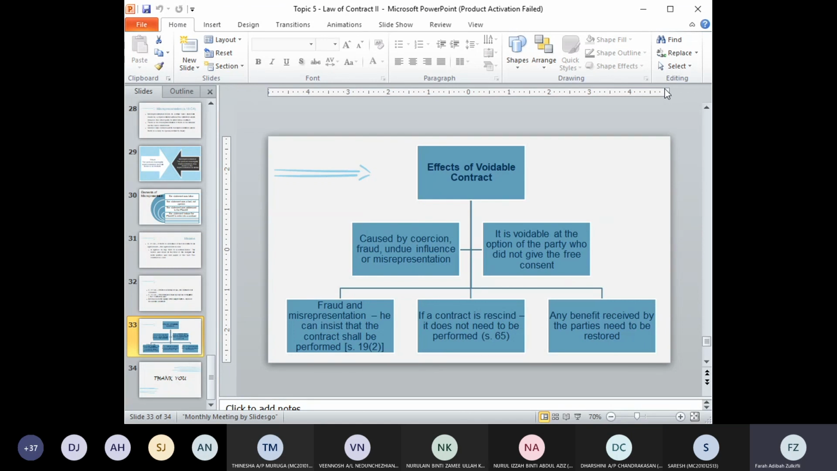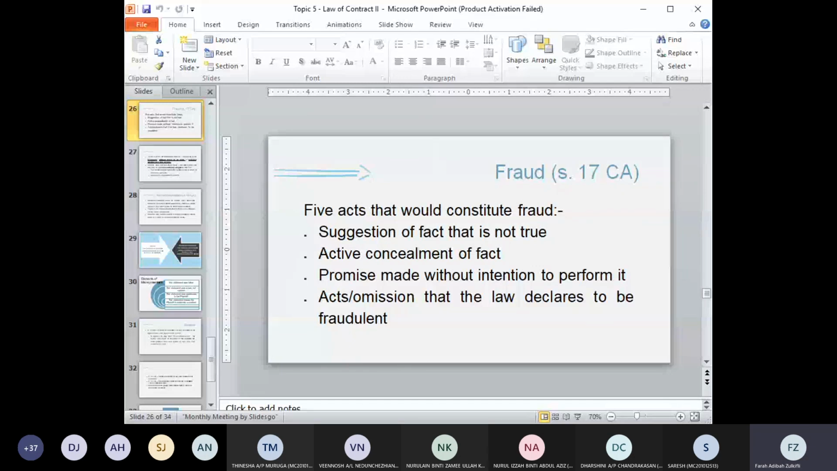So what can they do? They can insist that the contract is performed. For example, if the contract is caused by fraud or misrepresentation, they can insist that the contract shall be performed, and whatever lie was told, the other party has to rectify it. Or if they choose to rescind the contract, to end the contract, they do not need to perform the contract. But both parties, if they have received any benefit under the contract, have to return it. Whatever parties have received from each other, they have to return, because the contract is voidable. Okay, so those are the five instances where a contract is voidable.